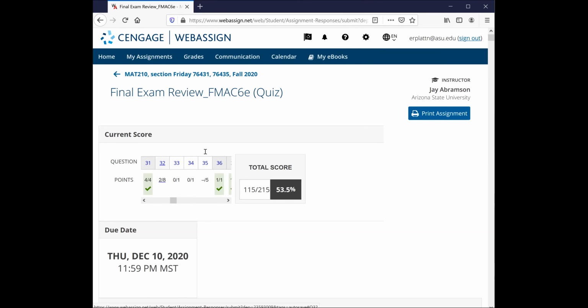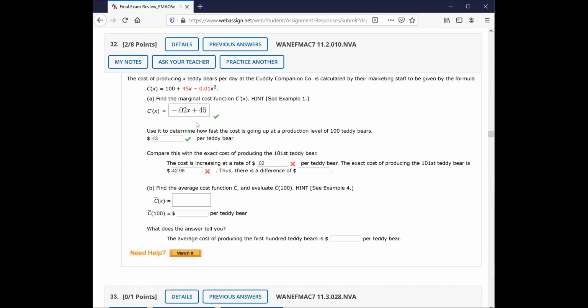I think 32. These ones I always have. This one I have no idea how to do, past the 2 that I got right. You could get something like this. The marginal cost. I had that on the test before. The cost is increasing at a rate of, so it's the number you got from here.